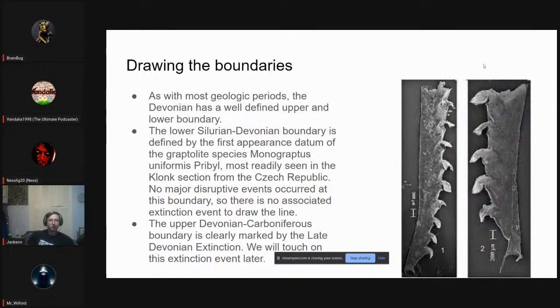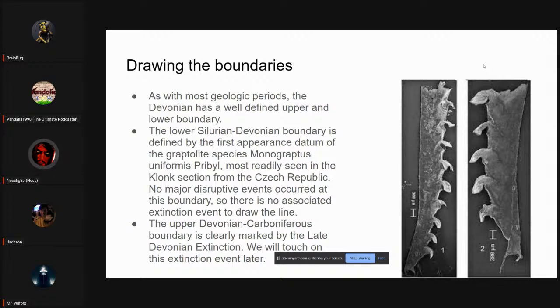So, as with any geologic period, you have to define a boundary for it. It's not just some gradient. Geologists like to be able to point somewhere with a number or a horizon and say, this is where period X starts and this is where it ends. While a lot of these geologic periods both start and end with some sort of extinction event, the lower Silurian-Devonian boundary actually isn't marked by any mass extinction. It's just marked by a change in graptolite species. Over here on the side, we've got an example of what these look like. It's little fossils. No death here. So again, no major disruptive events in the biosphere occurred at this boundary. However, the upper boundary of the Devonian, which divides the Devonian and the Carboniferous, is very clearly marked by a very large extinction event, which we're going to talk about a little bit.